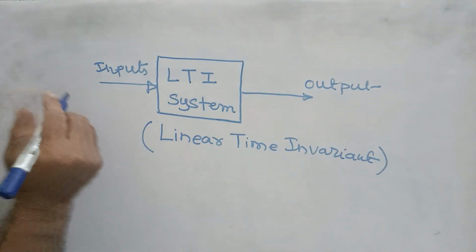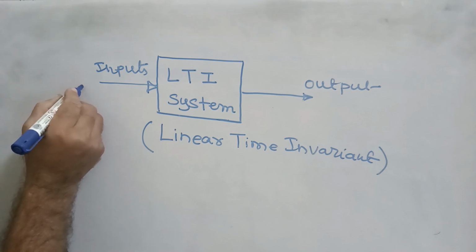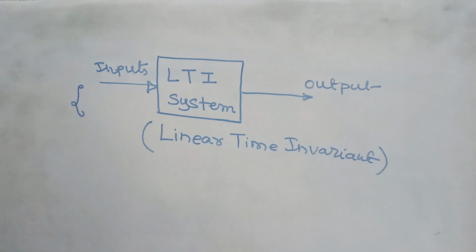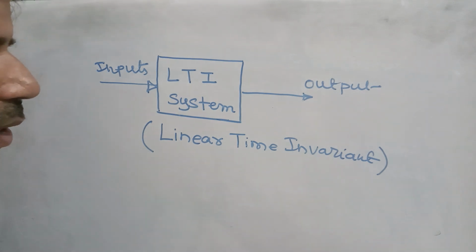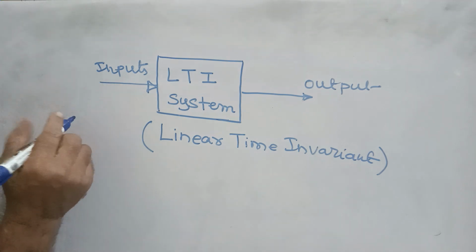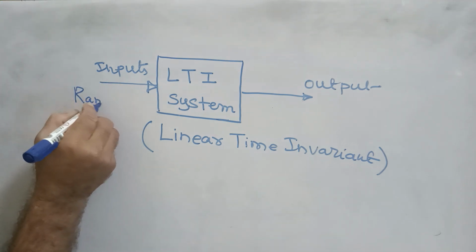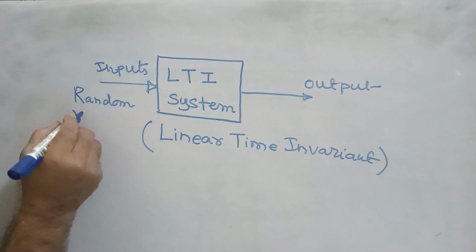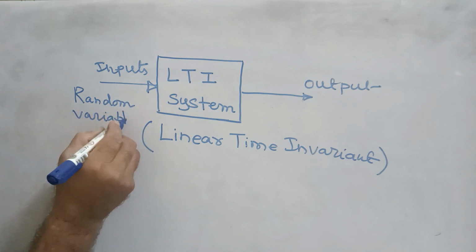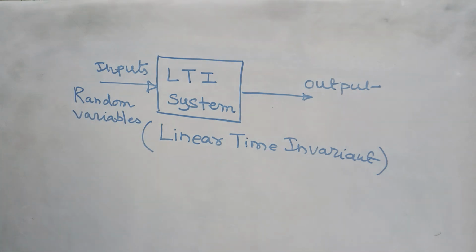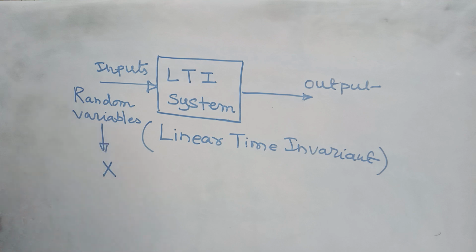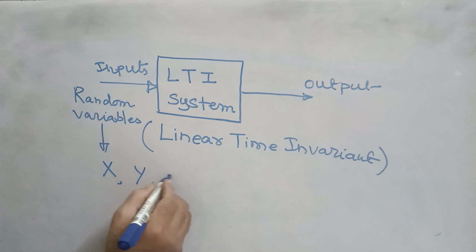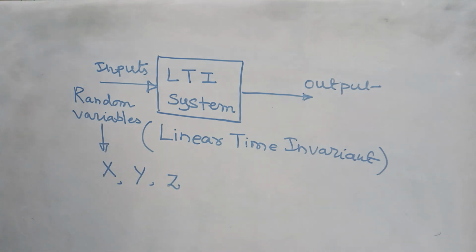So here my inputs are random variables. This is with respect to the probability theory and stochastic process subject that we are discussing now. Here, normally my inputs are random variables, right? You are already familiar with random variables, right? Any random variable is denoted by either capital X or capital Y or capital Z. This we have already seen in our last presentations, right?